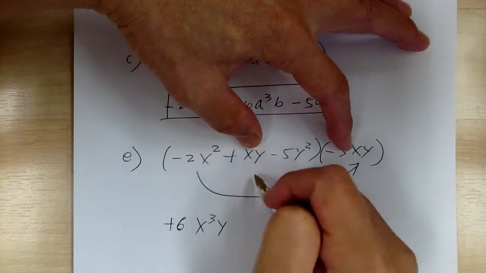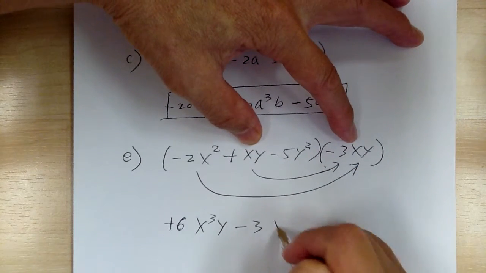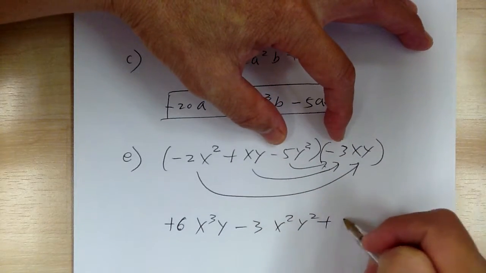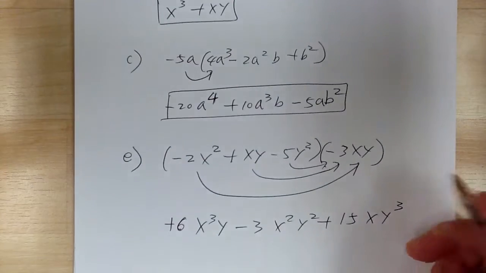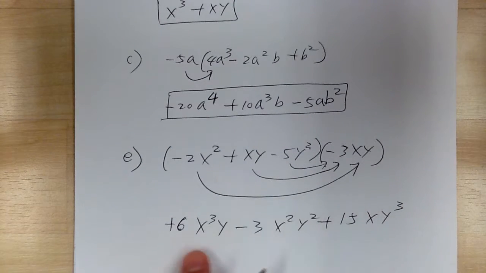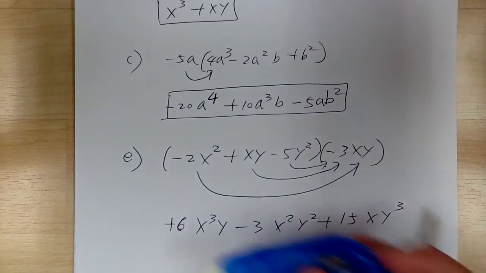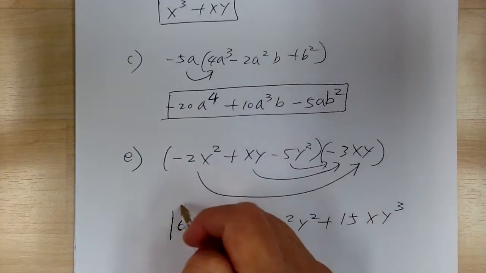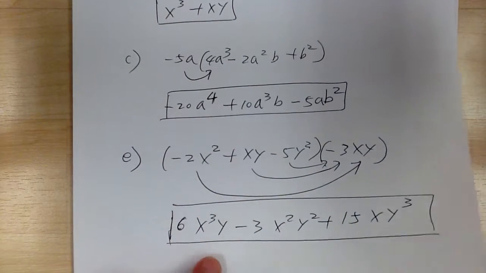Then you do the next one. So you just do the reverse. So it'd be minus 3x squared y squared. Then you do the next one. So it'd be plus 15xy to the 3. And check for like terms. In this case, there are no like terms. So that's it. Okay, so again, very simple. Now let's go to example 2.